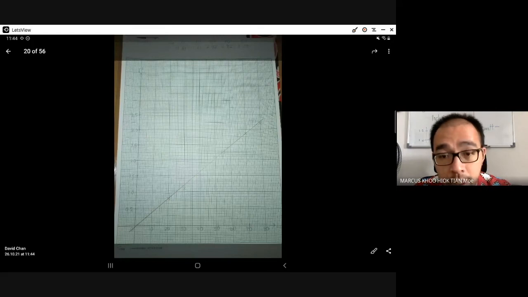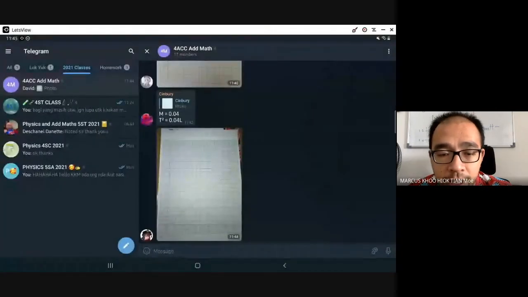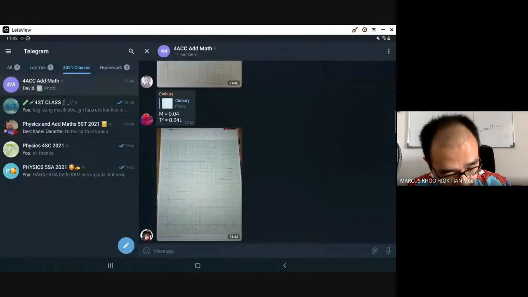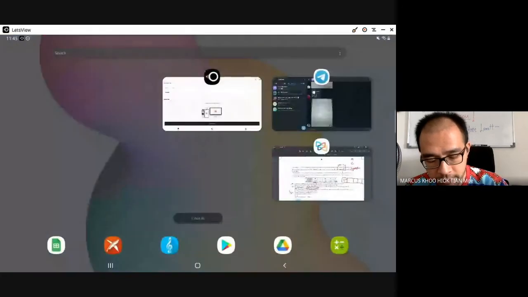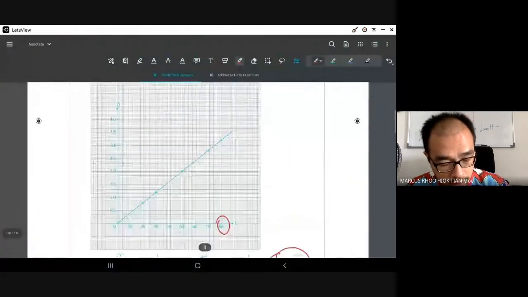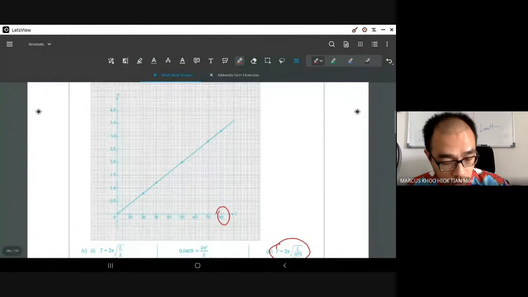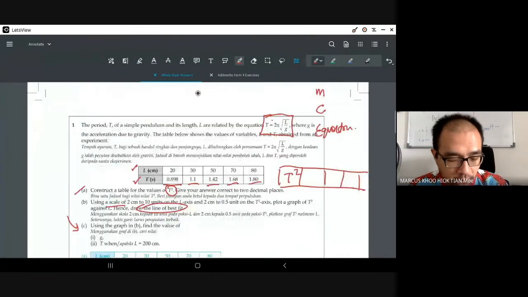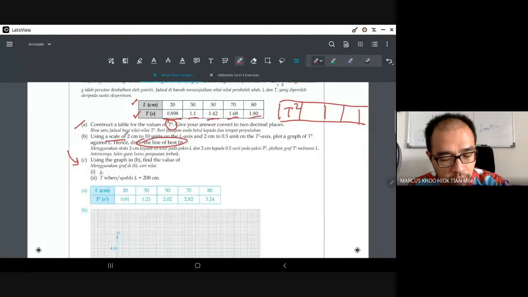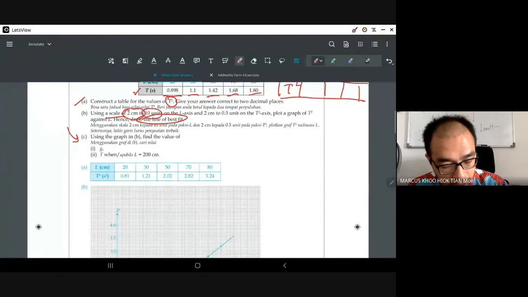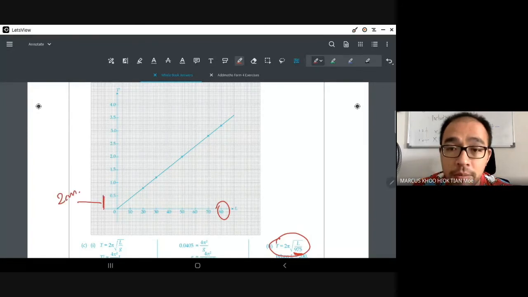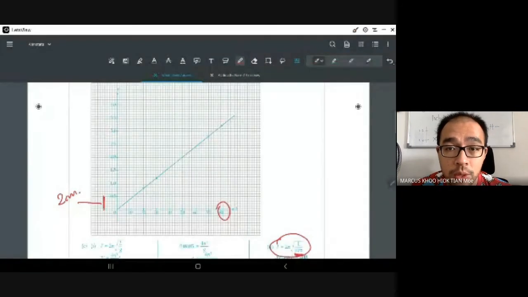Ken, please calculate the gradient. My graph not big enough. What do you mean by your graph not big enough? The paper is not big enough. Not enough space on the paper. This one. Oh, then okay. Fine. I know because you are following the scale, right? 2 centimeter to 10 units. According to this one, actually one big box is 2 cm. So maybe that could be an issue.